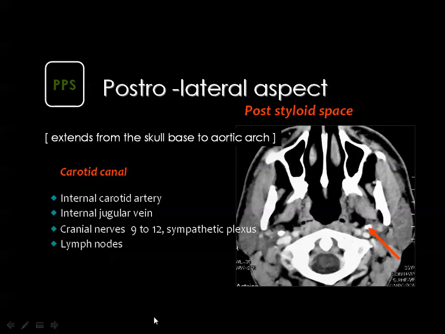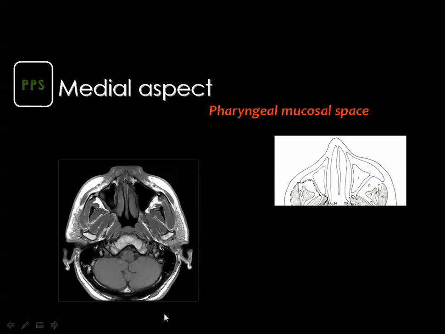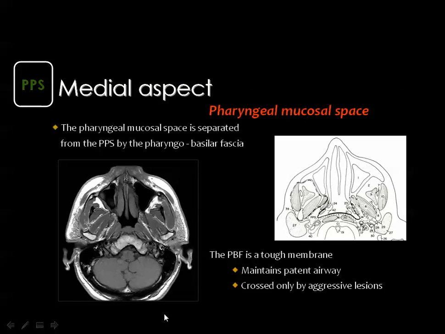But you should remember that these are the contents, because the pathology will arise from these contents, as we will see. And we came to the medial aspect. And the medial aspect is known as the pharyngeal mucosal space, which is formed by the pharyngeal mucosa and a membrane which is known as the pharyngobasilar fascia.